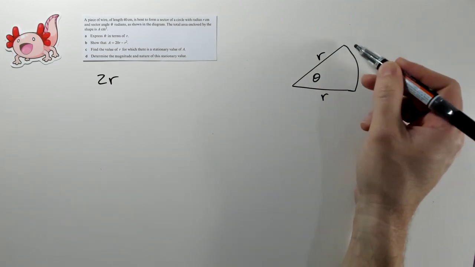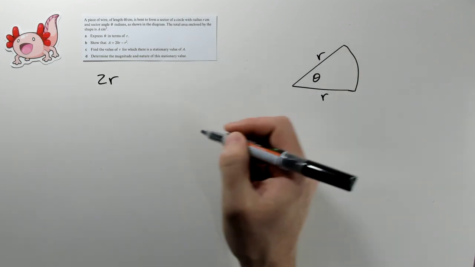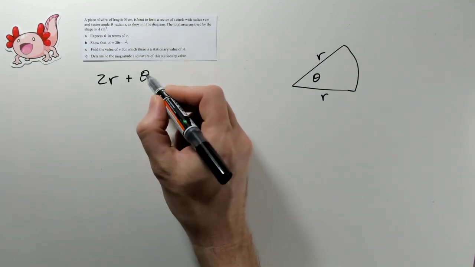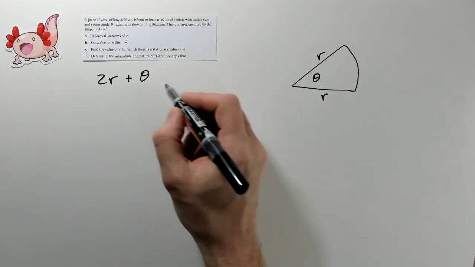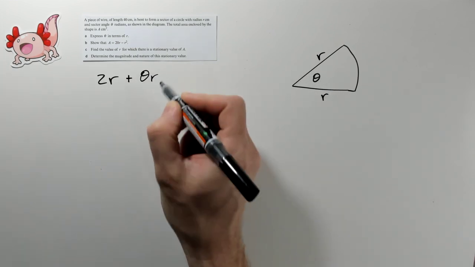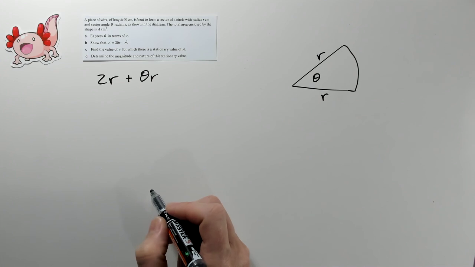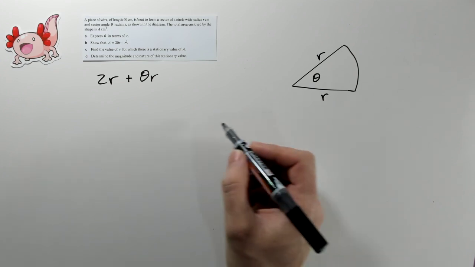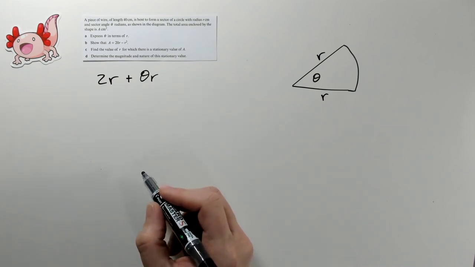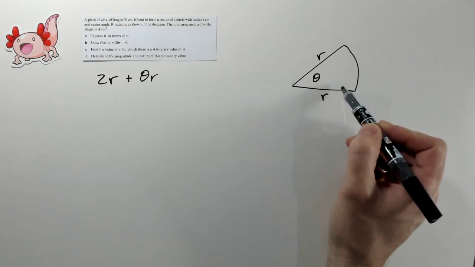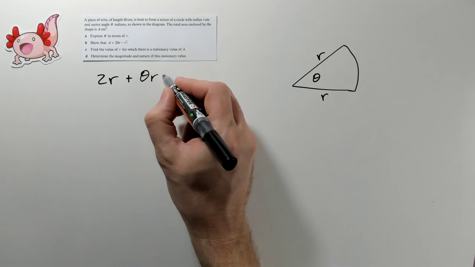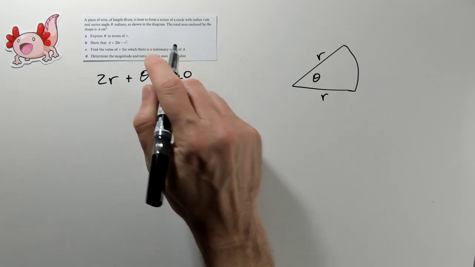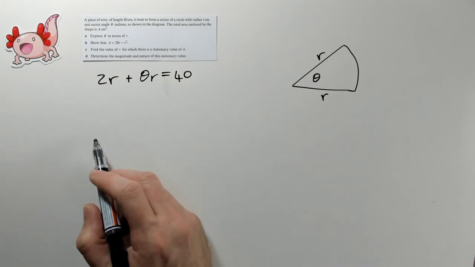And for the arc length, I'm just going to add the radian angle times the radius. Pretty straightforward, just the normal arc length. I'm sure that's in a formula sheet somewhere, but that will just give me the arc length. So I know the radii plus the arc will add up to 40.